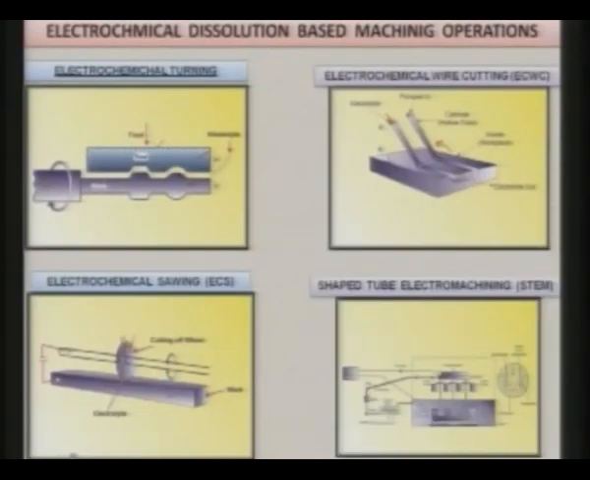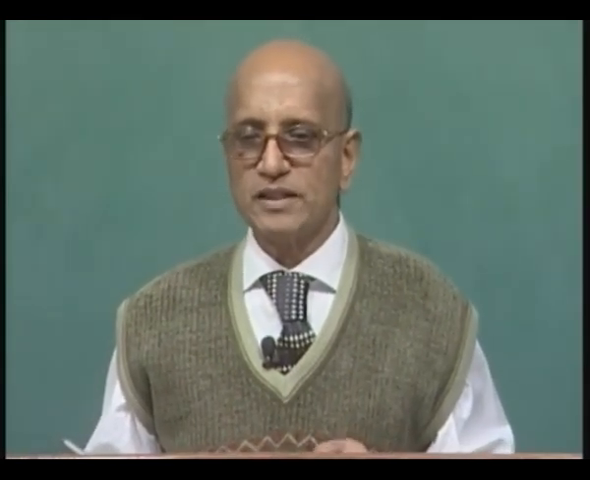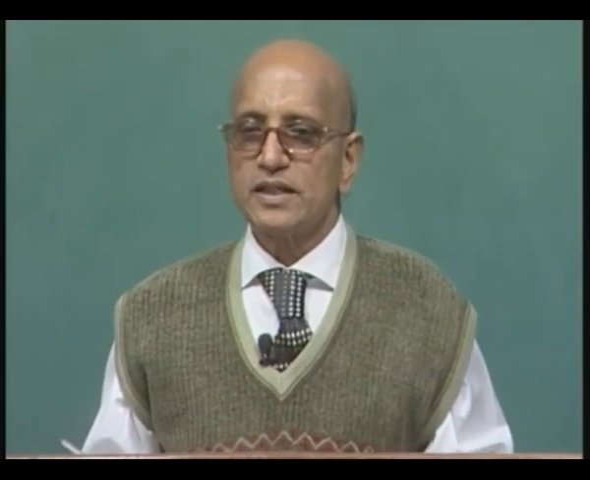Now, there is another application, as I mentioned earlier also, shaped tube electromachining. Here a tube is used as the cathode and you are drilling holes in superalloys, specifically materials like Inconel superalloys, which are used in making turbine blades. This process was developed mainly for drilling cooling holes in the turbine blade. The basic difference from electrochemical machining in the normal way is that instead of sodium chloride salt, acid is used as the electrolyte. I will discuss this whole process separately in one lecture.